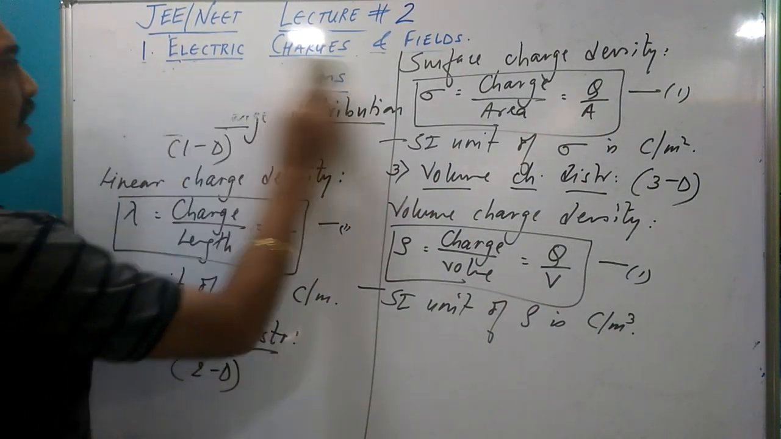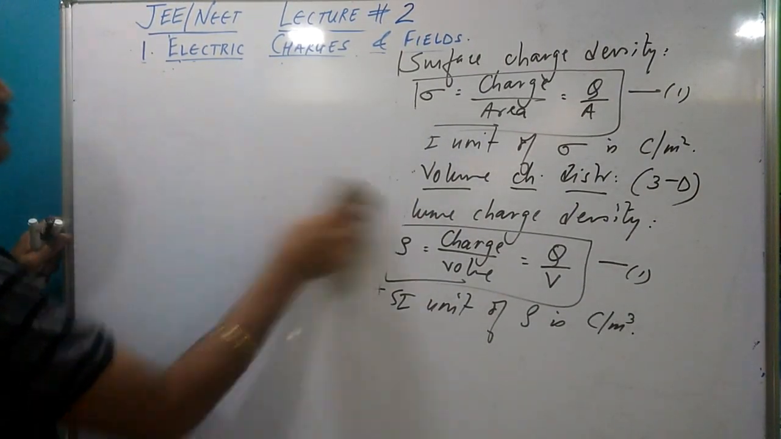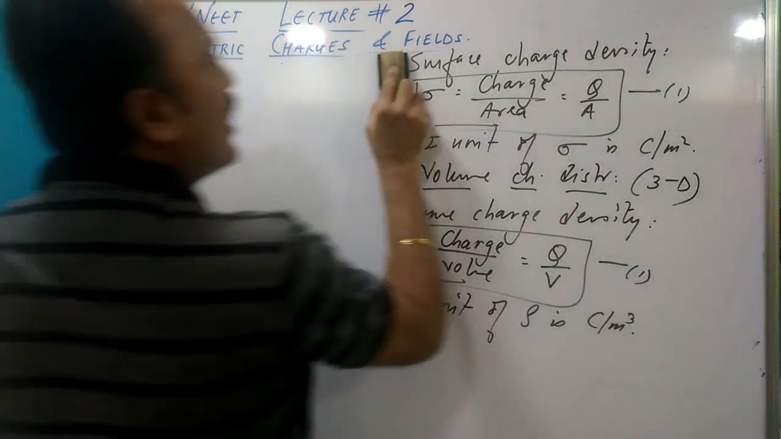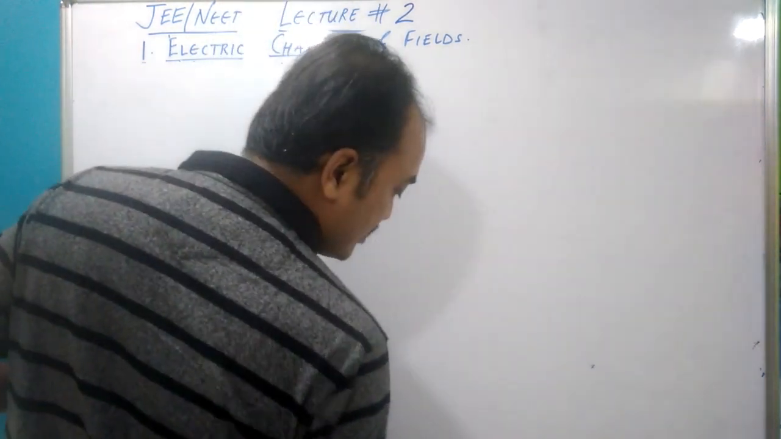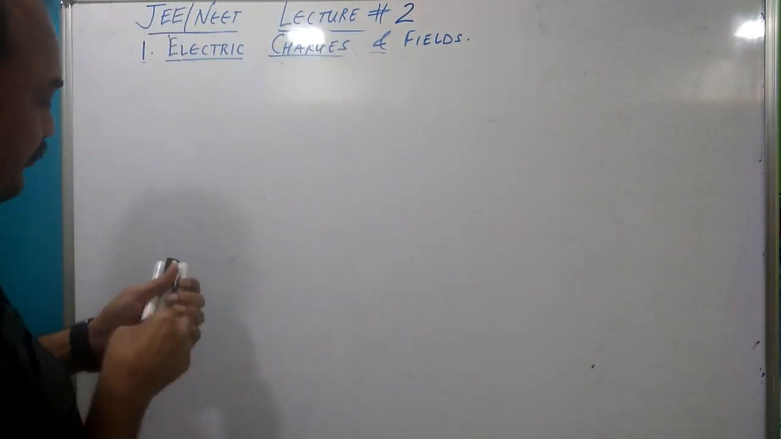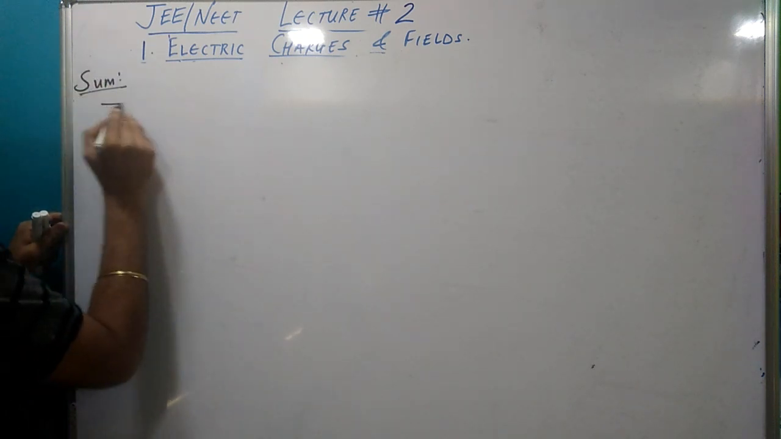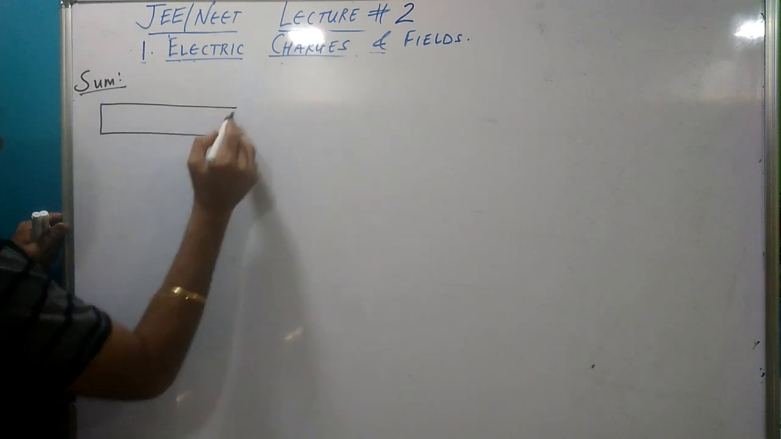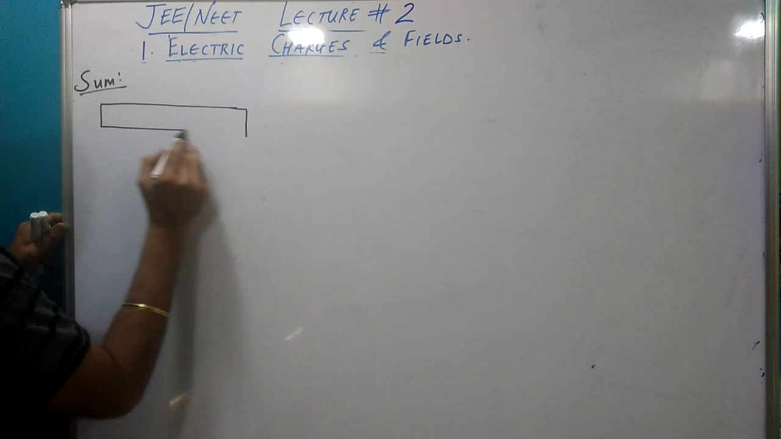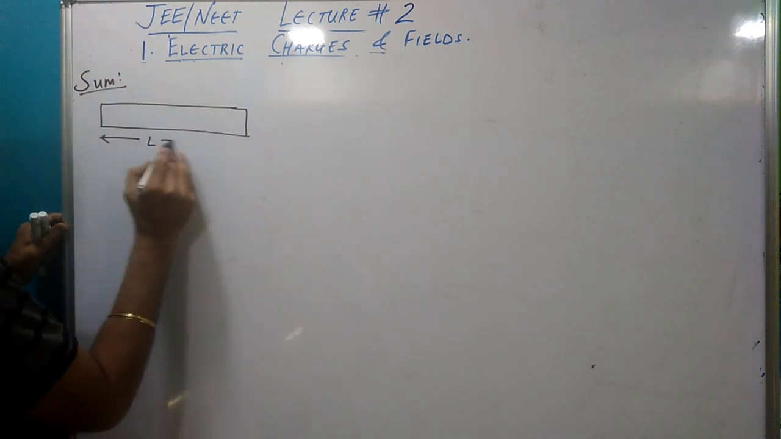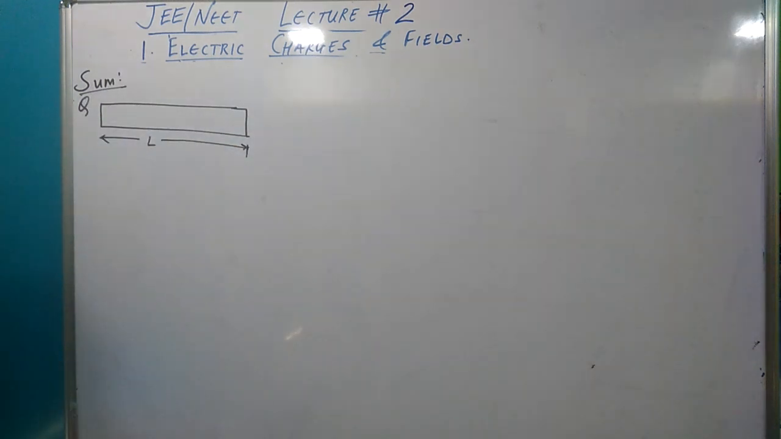Let me first take a small thing. Let me take a rod, one dimensional, but of course it has got a length L, and the question is that due to this rod, now this is not a single charge. So what is the sum? This is a rod. Though it looks fat, it is not. It is a one-dimensional rod. It has got a length L and charge Q is deposited on this whole rod.